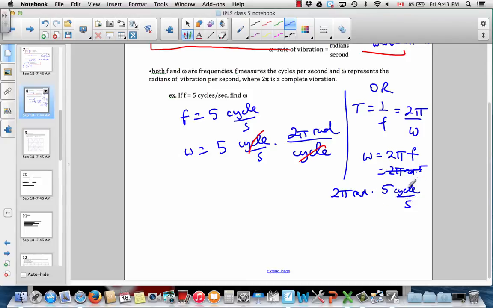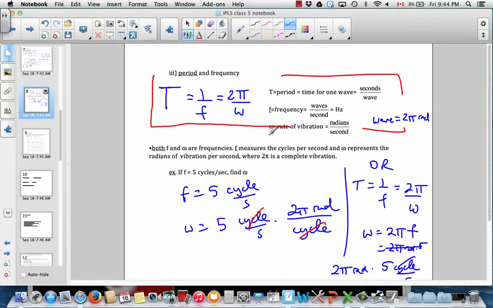And cycles is dimensionless. It's just a placeholder. So you end up with radians per second units. So either viewing it as a unit conversion or actually using the relationship, the formula, you get the same answer for the rate of vibration. Now, this is actually a Greek letter omega. It's not a W, it's an omega. And we'll see that fairly often in this course.